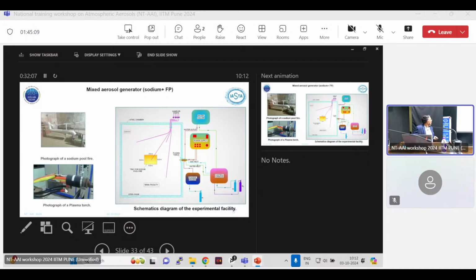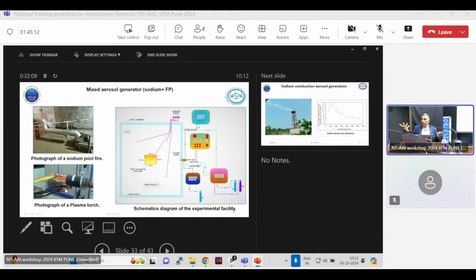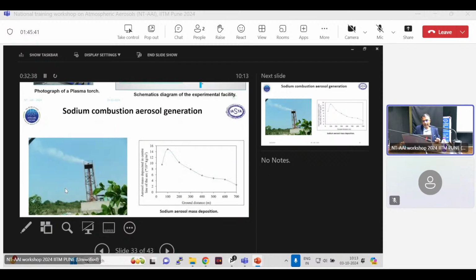So mixed aerosol, we also generate by both ways. Here we can connect the plasma torch, and here we can create the food fire or any liquid fire. So if we want to generate two types of aerosol in the same chamber and study the mixed behavior, chemical and physical property, then we can use both generation methods. This is the typical torch picture, and this is the tray of the food fire.